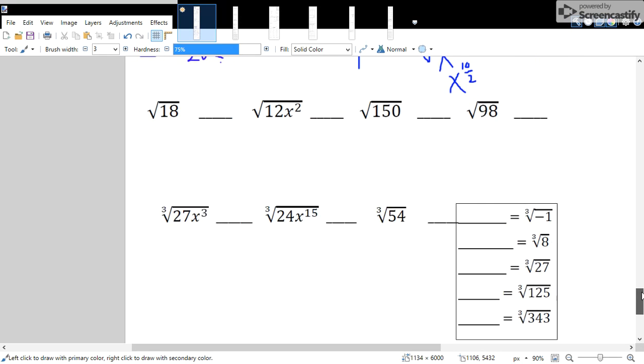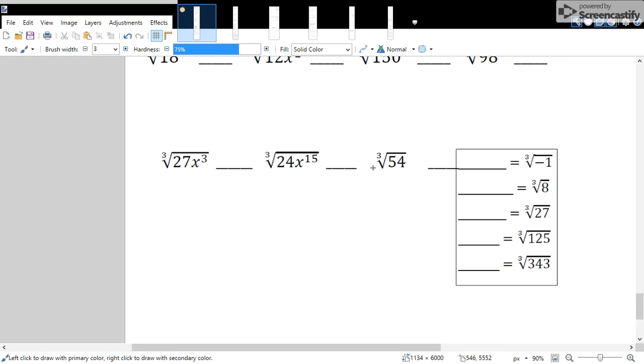Okay, let's do one more example, this time with the cube root. But first, let's write out our perfect cubes. We have the cube root of -1, that's -1. Cube root of 8 is 2. The cube root of 27 is 3. The cube root of 125 is 5. And the cube root of 343 is 7.